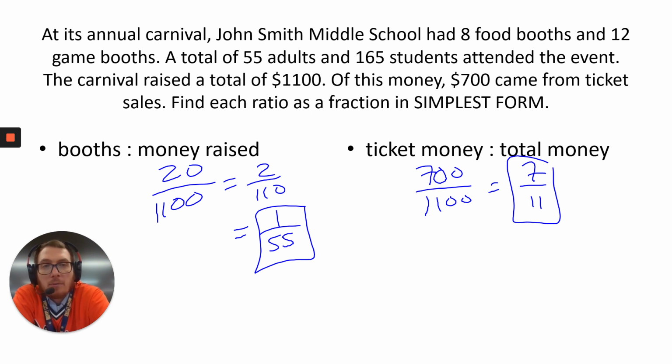Ticket money to total money would be a 7 over 11 because it was 700 over 1,100. Again, that could show of all the money, how much of it came from ticket sales, and that's what you would be showing there with the 7 out of 11.